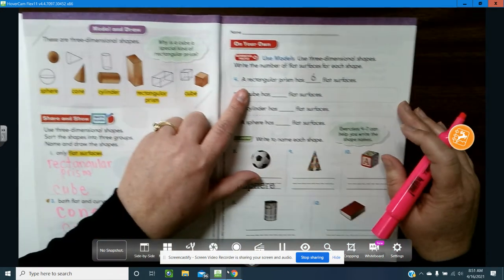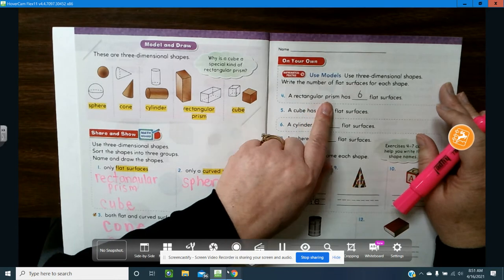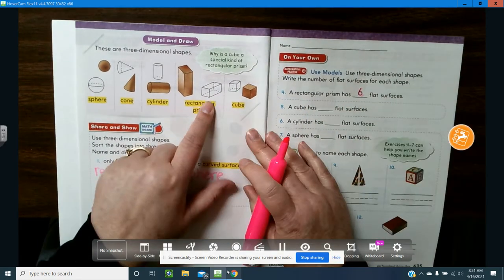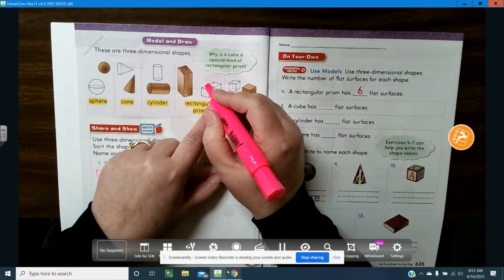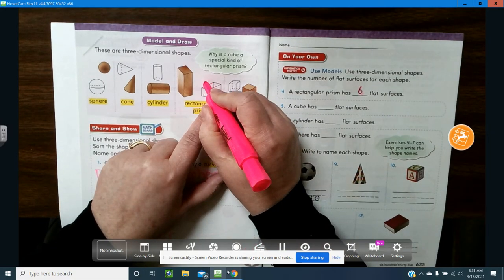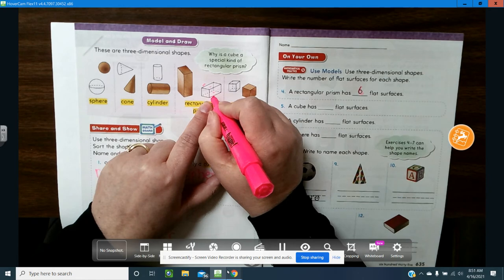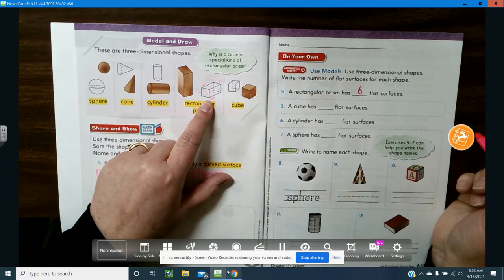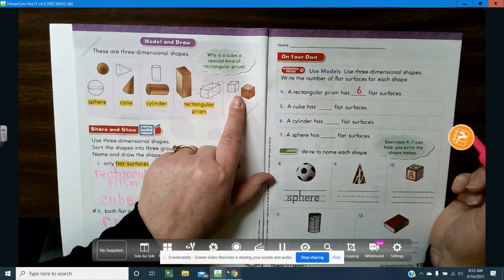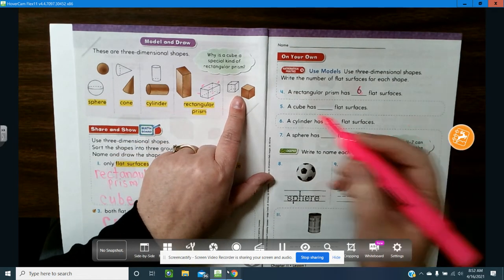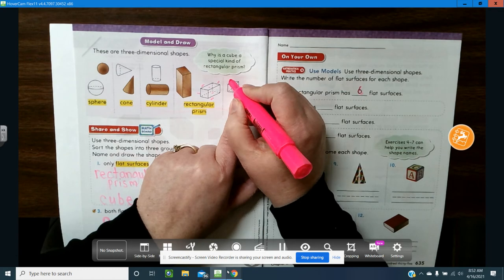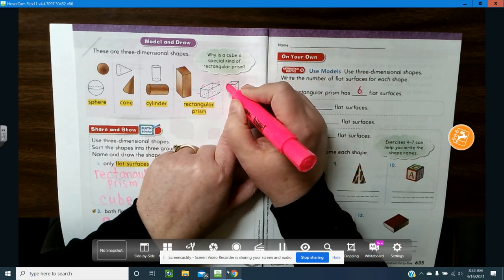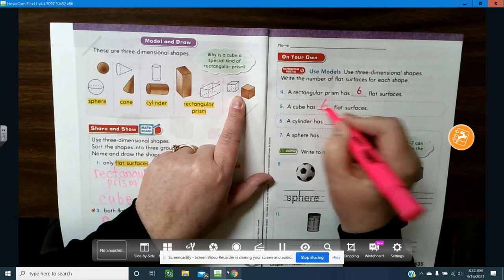Let's look at number 4. A rectangular prism has 6 flat surfaces. If you looked at a tissue box and you counted all of its sides, you'd go 1, 2, there's one on this side, 3, there's one on the bottom would be 4, and then it has one on each end, that would be 5 and 6. A cube is just like that, except they're all squares. 1, 2, one on this side, 3, one on the bottom, 4, and one on each end, 5 and 6.